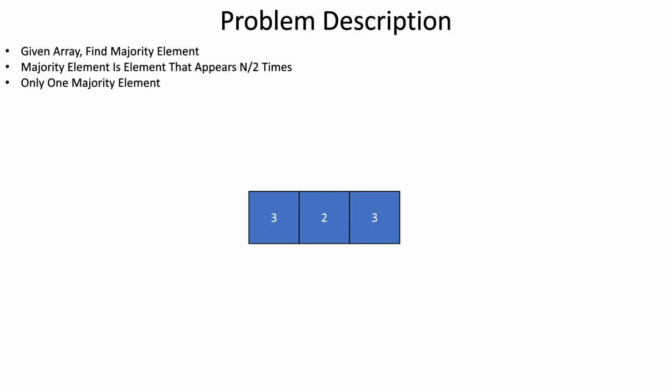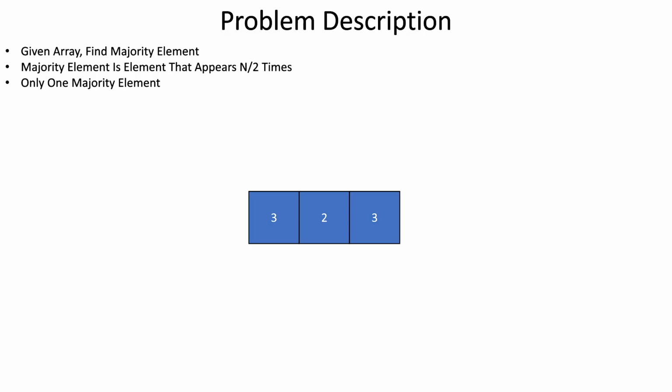Now let's look at the problem statement. You're given an array, and you're supposed to find the majority element. The majority element is defined as the element that appears more than n divided by 2 times, where n is the length of the array. You can assume that there's only one majority element.